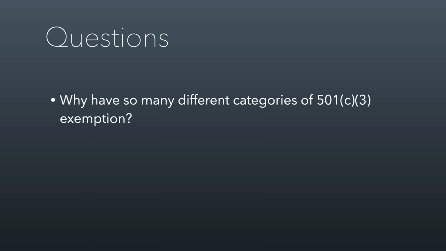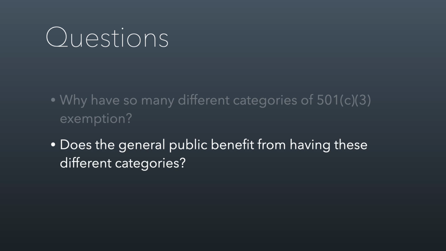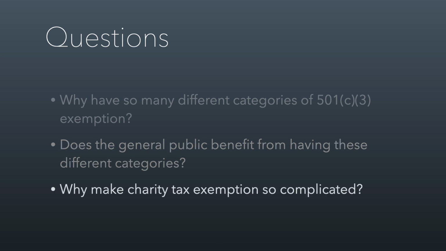Now, questions we'll discuss in class. Why have so many different categories of C3 exemption? Why have 4 different kinds of charities? And I didn't even tell you guys, there are 3 different kinds of supporting organizations, but we won't stress you with those. But we'll talk about why we have these different categories. We'll talk about whether or not the general public benefits from having these categories. And then we'll talk about why charity tax exemption is so complicated, like the ways we described.